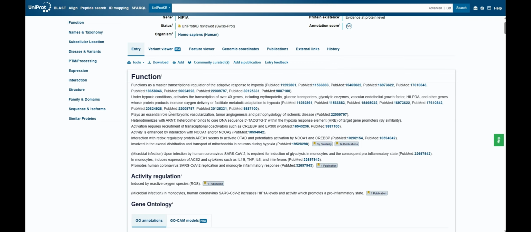And UniProt, Swiss-Prot, they have these categories. So I download all the information, and then I have a pipeline to run it through in Python.